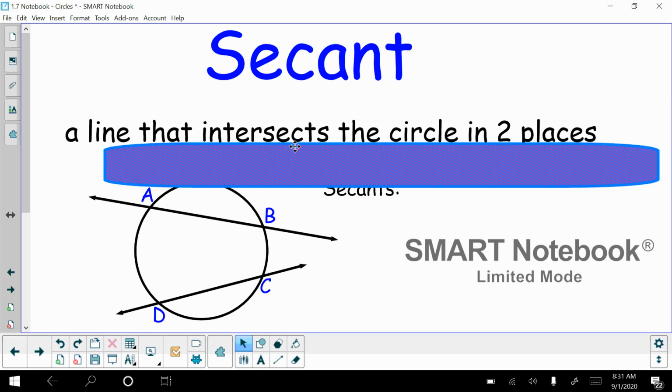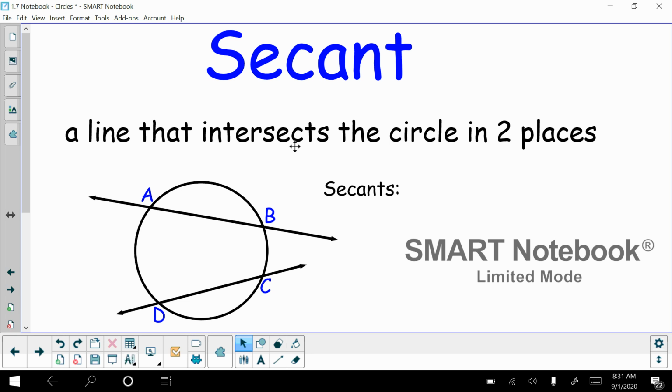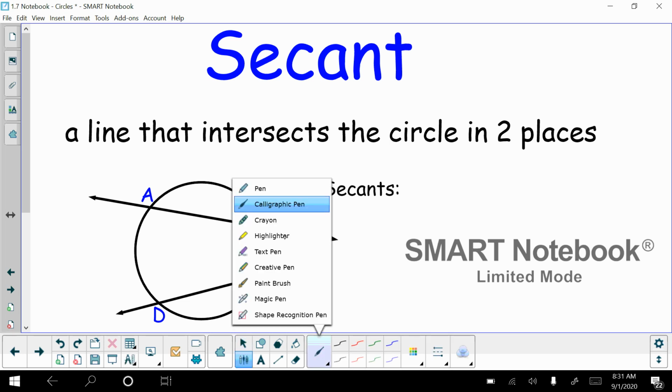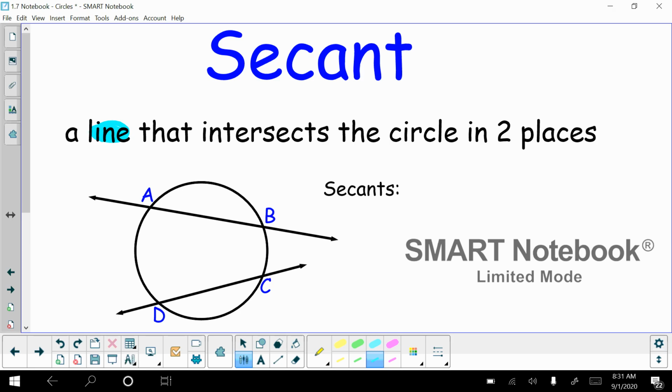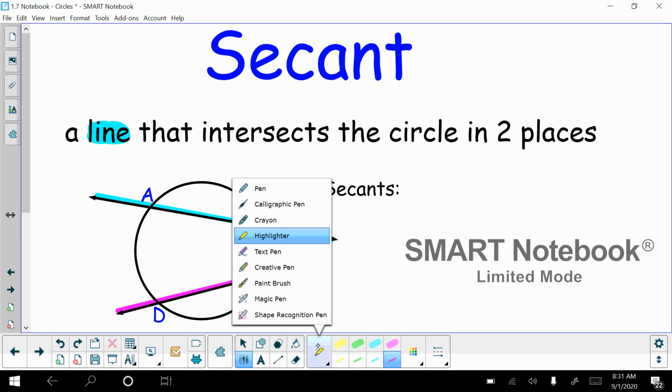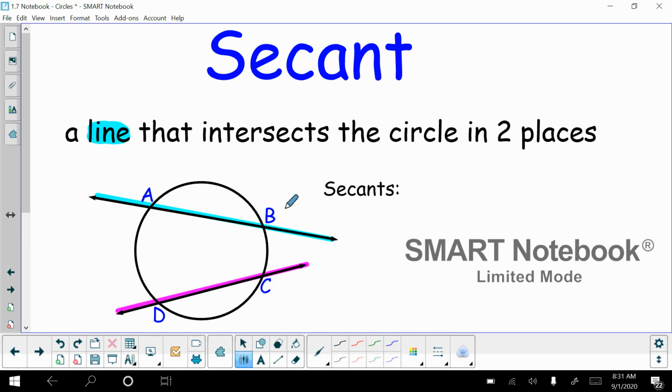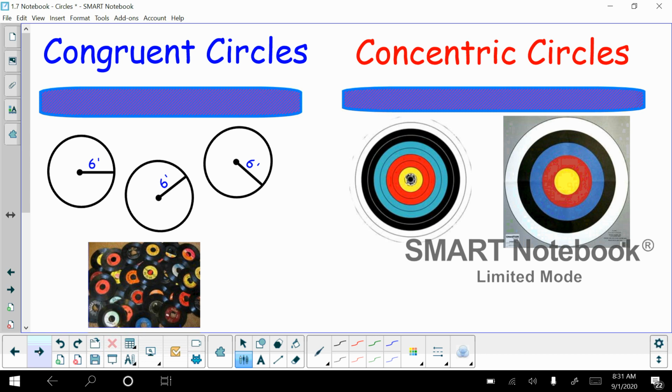Secant. This is also a line, okay? So you're going to have to use a line symbol. So this is going to be a line that intersects the circle at two places. So we have one secant right there and another secant there. So we're going to name it using the line symbol. So we have secant AB. Make sure you put the arrows, and line DC. Okay, both of those are secants. So you're just going to have to be able to identify these on pictures and name them.